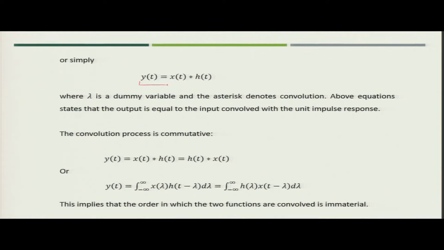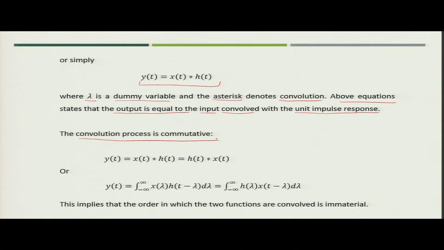This integral is called a convolution integral. We represent it in the asterisk form: y(t) is equal to x(t) asterisk h(t). This is not a multiplication. So, y(t) is the convolution of the x and h functions, and lambda, which we discussed in the previous slide, was a dummy variable. The asterisk represents the convolution of two functions. The above equation states that the output is equal to the input convolved with the unit impulse response. Since we know the unit impulse response and the excitation x(t), we can find the response of the system.